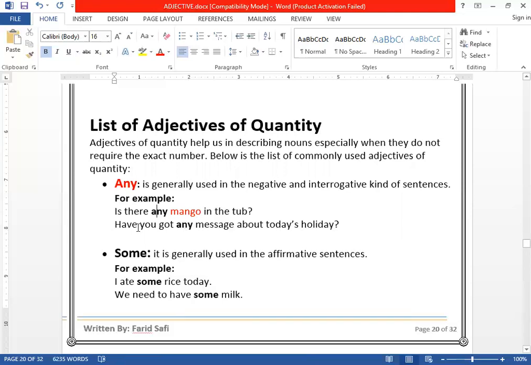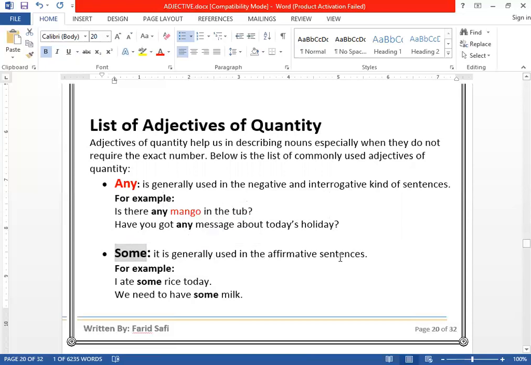Now, can you see the next one? Have you got any message? Any message. Clear? But remember that after any, we use singular nouns, not plural nouns. Have you got any mango? We don't say any mangoes. We use any mango. Any message? We don't say any messages. Clear?